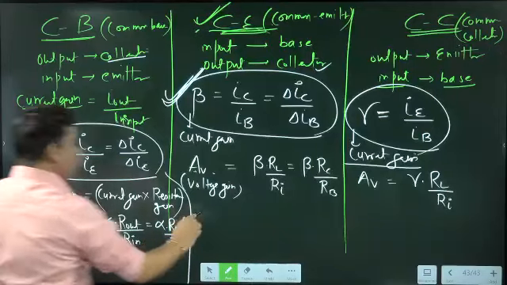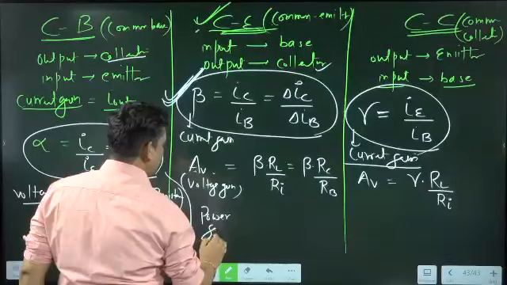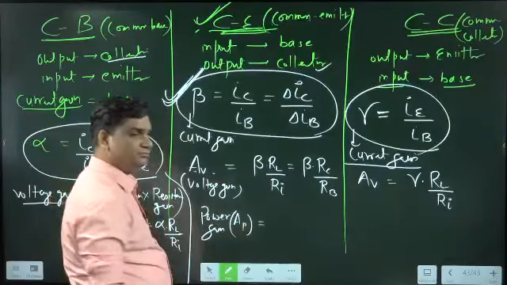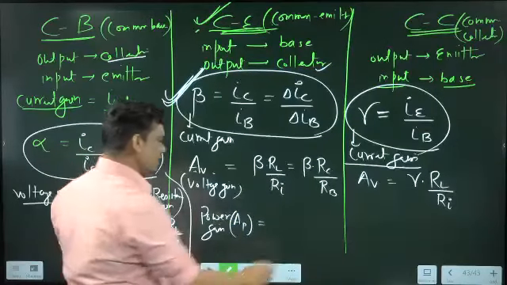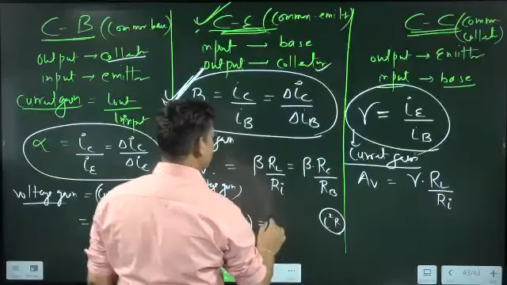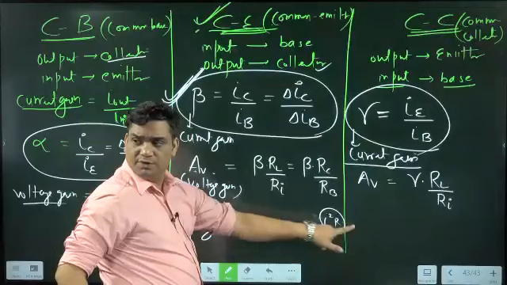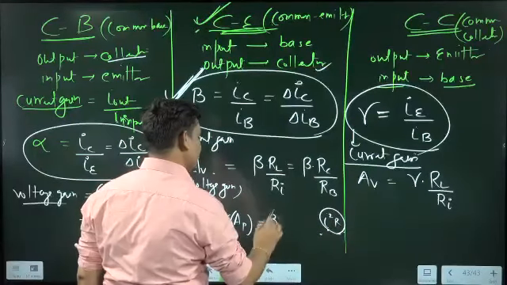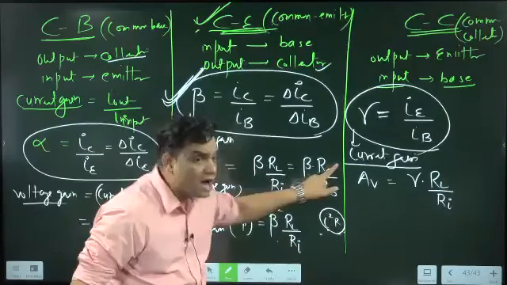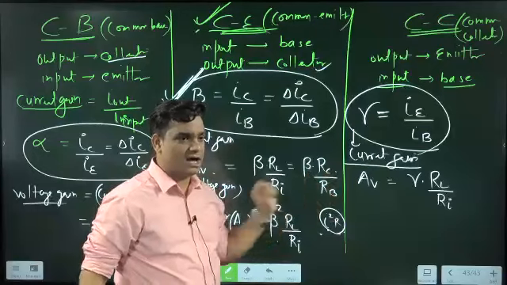Power gain. Everyone knows power gain. Power gain is AP. Power is how much? I square R. So I can say current gain whole square into resistance gain. So here it becomes beta square into RL by RI, or beta square into RC by RB also.